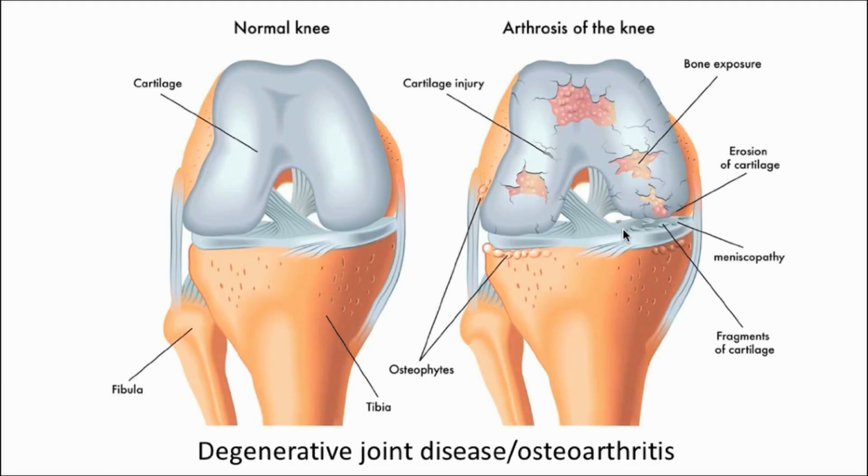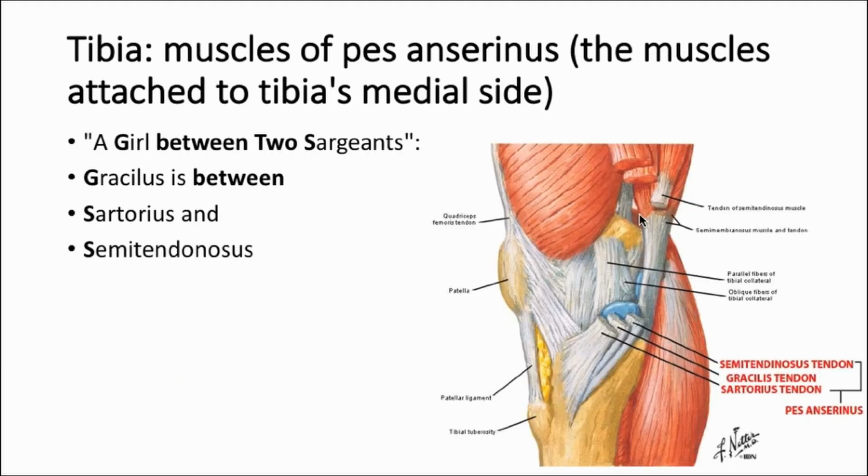stiffness. And so treatment in the first instance includes changing of lifestyle and general anti-inflammatory medication. And then that leads all the way up to completely replacing the joint, where you have a complete total knee replacement, right?